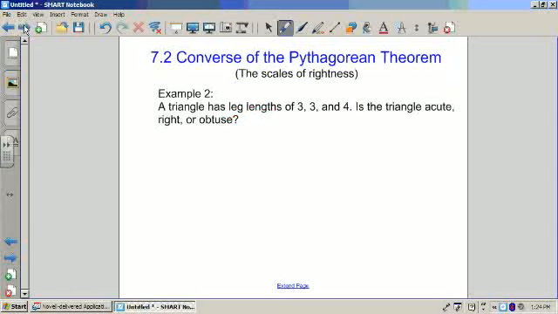Let's try another example. Example 2. A triangle has leg lengths 3, 3, and 4. Are we going to be acute, right, or obtuse? Pause the video and work it on your own, please.